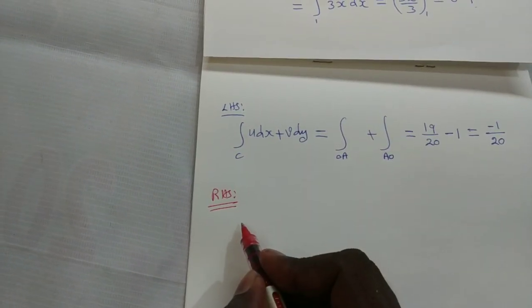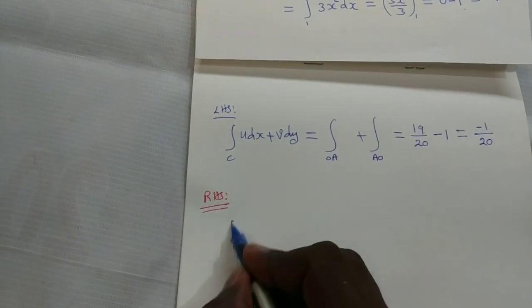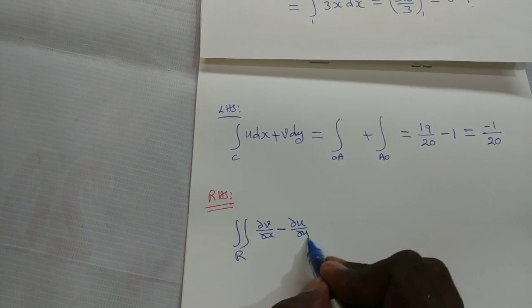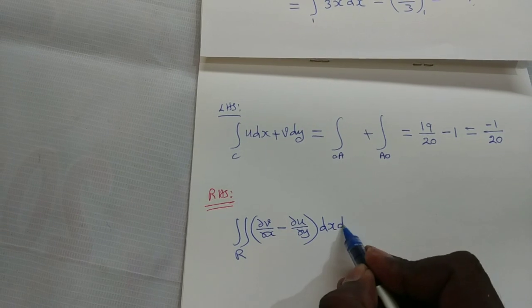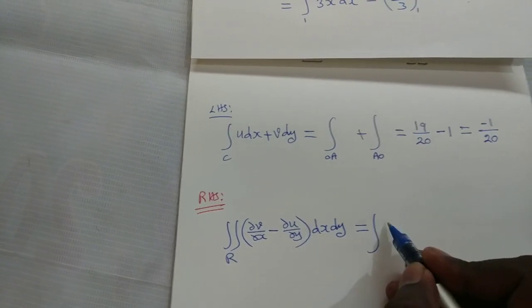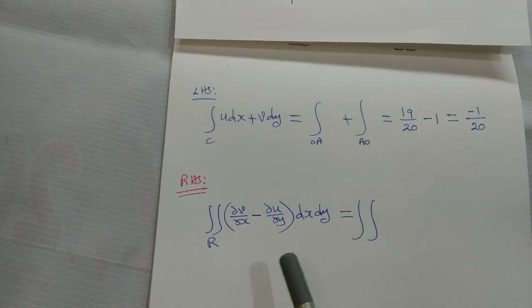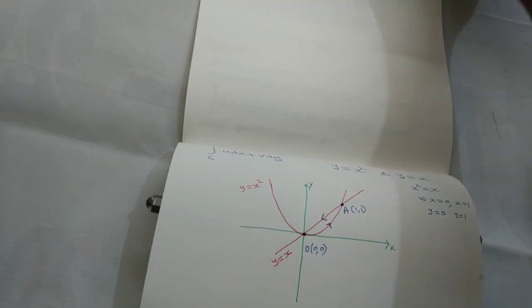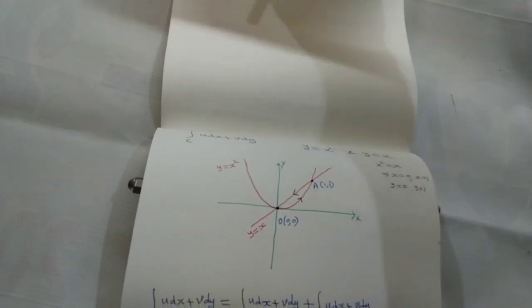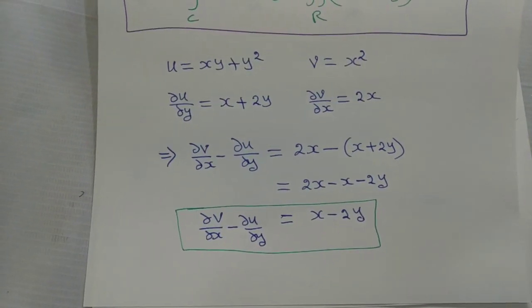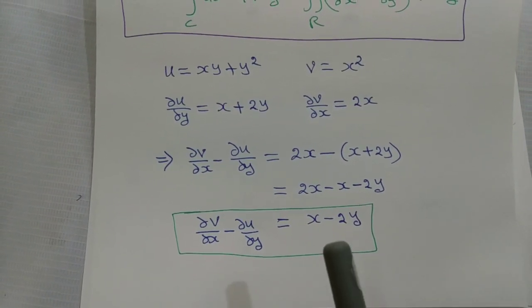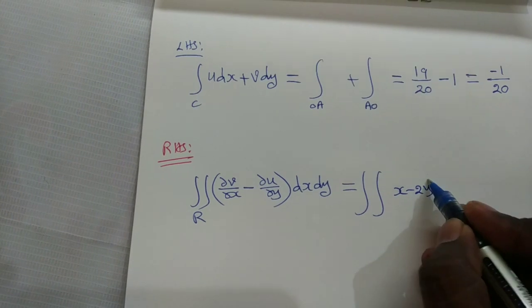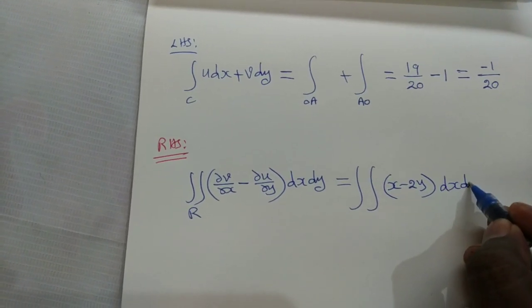RHS is the double integral over R of (∂v/∂x minus ∂u/∂y) dx dy. We already found this at the beginning of the problem: ∂v/∂x minus ∂u/∂y is x minus 2y. So I am going to substitute this value, x minus 2y, into dx dy.